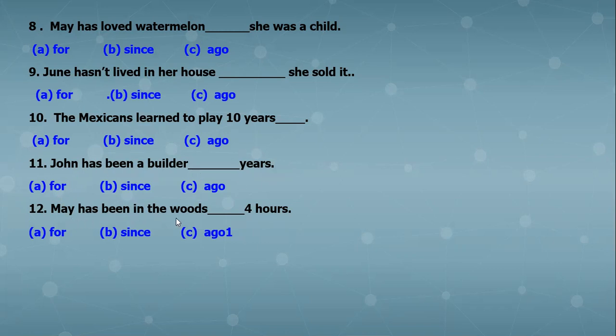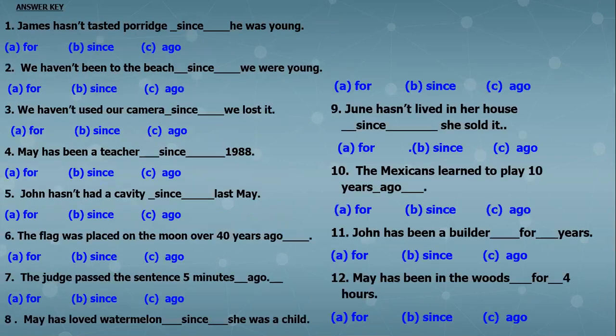May has been in the woods for hours. How long has it been? May has been in the woods for 4 hours. The duration of the time spent in the woods is 4 hours. So here we use the choice for. And here are the correct answers. Okay? It's as easy as that.